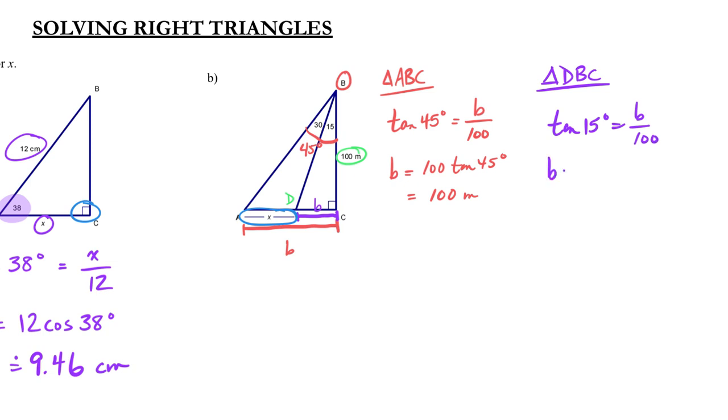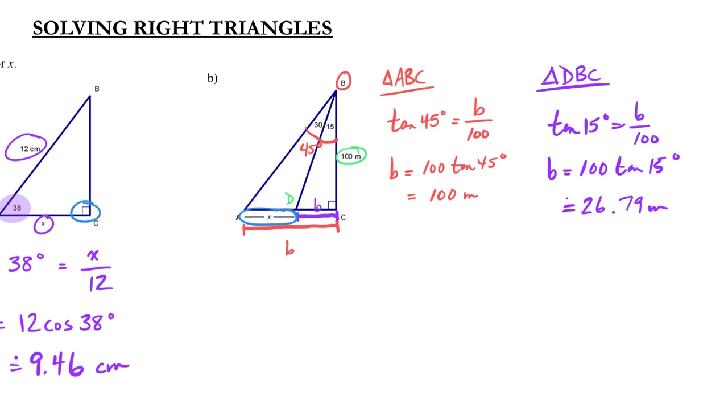So I can calculate my B, or find my B, I should say, by multiplying out my 100. Now I'm pushing buttons on this one. When I calculate my 100 tan 15, I'm going to get an approximate of 26.79. There is my meters, and I'm good.